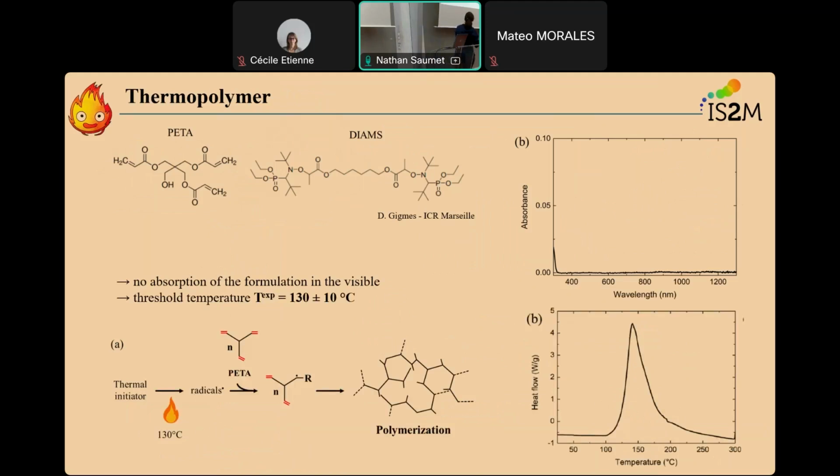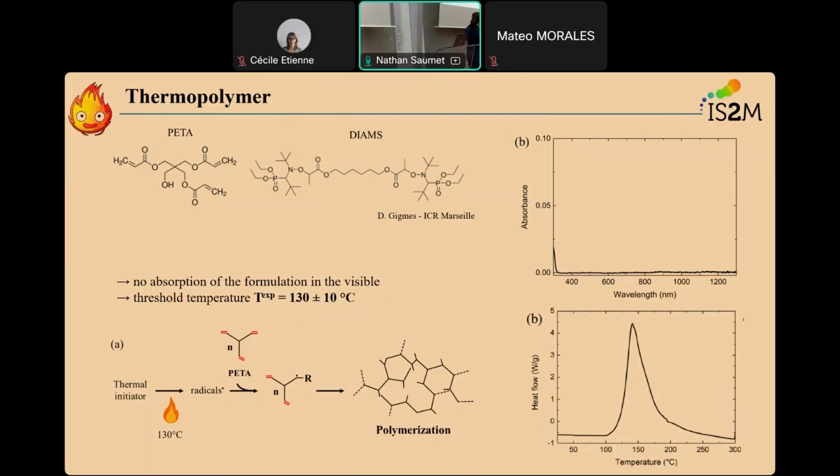So I have my monomer, which was the same as the one used in photopolymerization. But here, I replaced the photoinitiator by a thermal initiator, which is called DIAMS, and which is synthesized by a team at ICR Marseille. So it's not photopolymerization, it's really thermopolymerization.